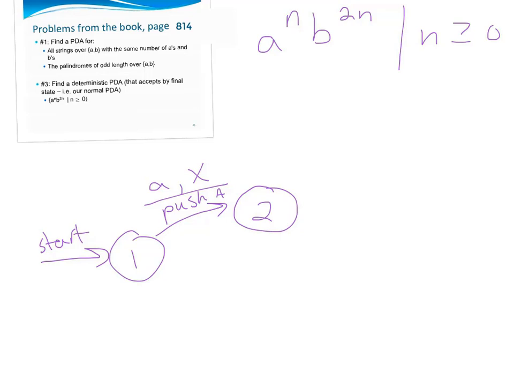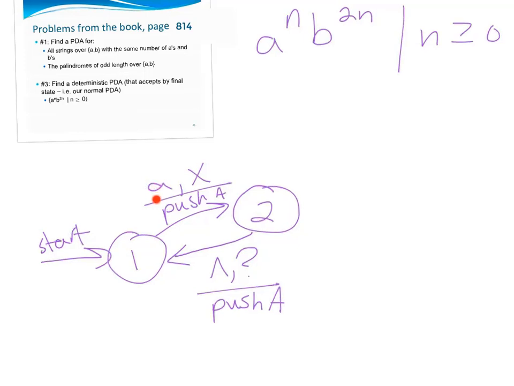State 2 is going to be my state only if I've just seen an A, if I've just processed an A. The only thing I'm going to do in state 2 is, no matter what's up next, free jump, the only thing you can do is a free jump, and no matter what's on the stack, push another A. So now every time I see one A in my string, I'm going to push one, and then I'm going to push another.